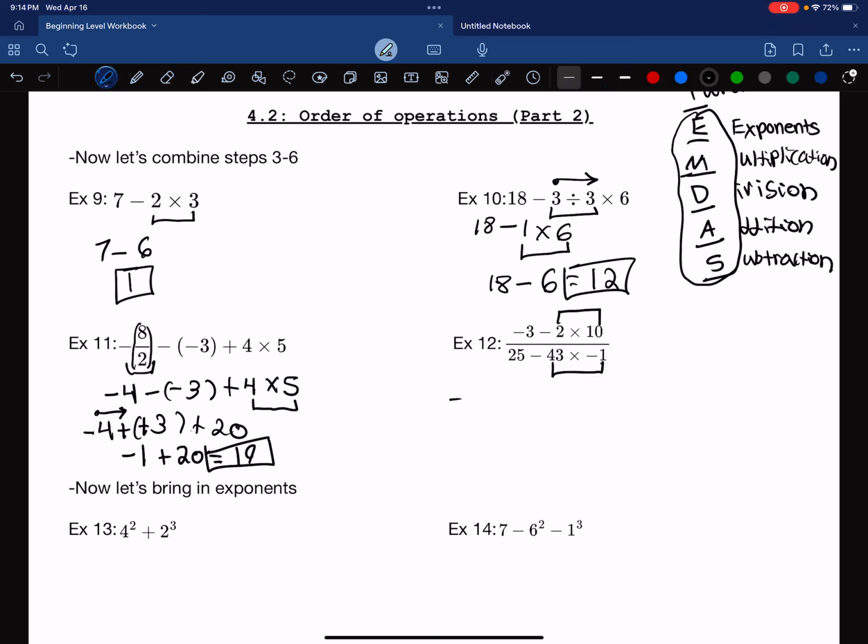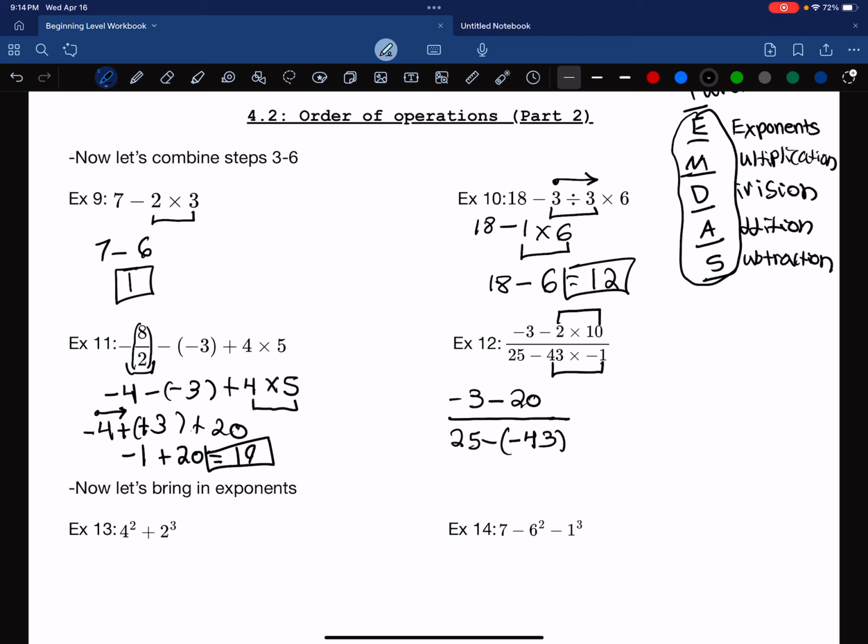So we're going to be left with negative 3 minus, and then 2 times 10 is 20. And then we're going to put that all over 25 minus, and then 43 times negative 1 is going to be negative 43, because a positive times a negative is a negative.